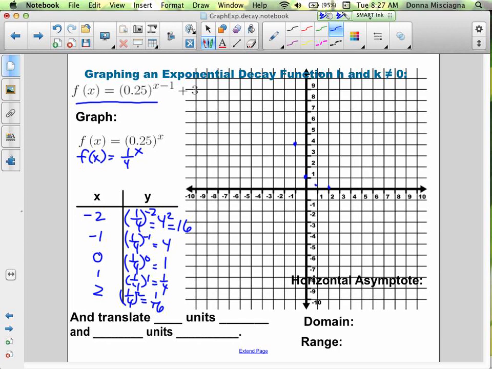Is this one in the notes? No. All right, so here's our base graph. How far are we going to translate it to graph this one?